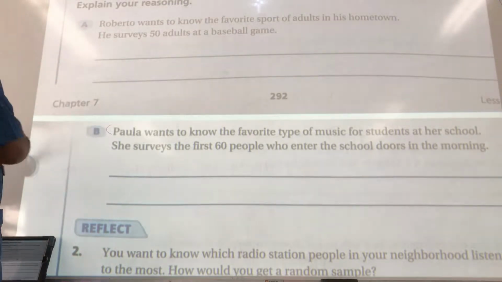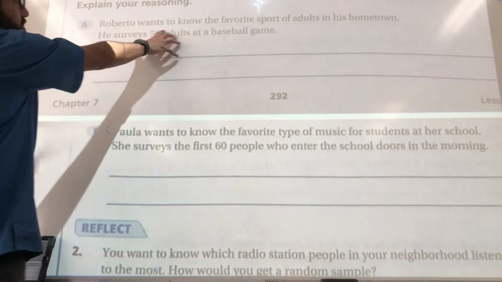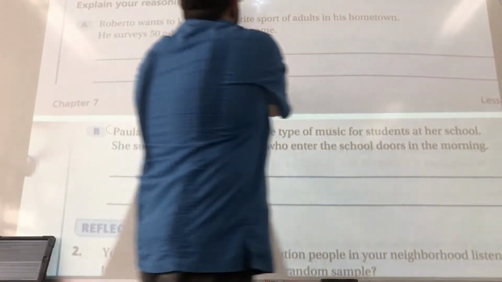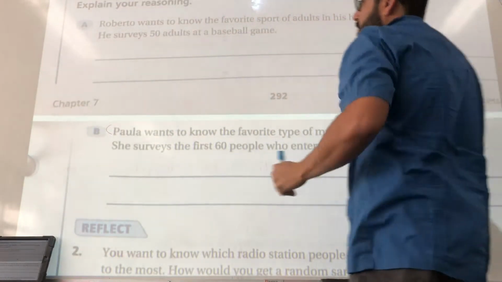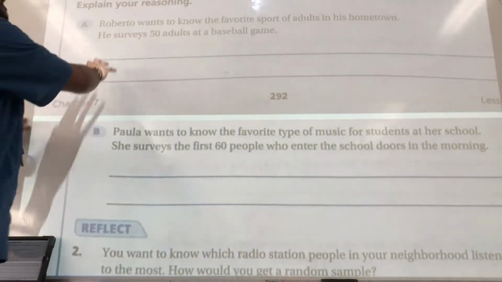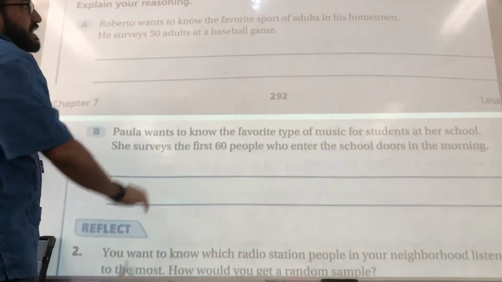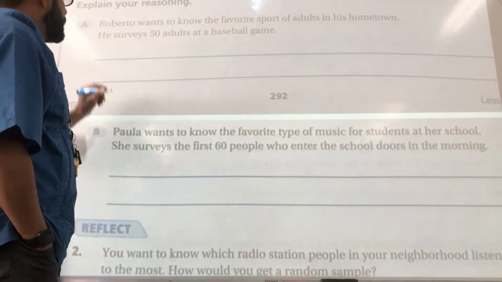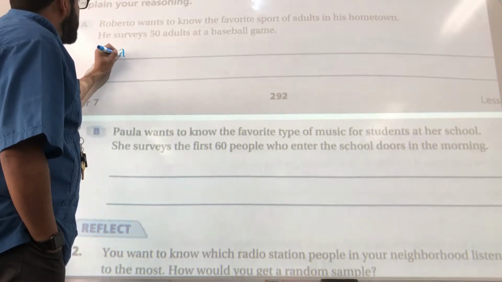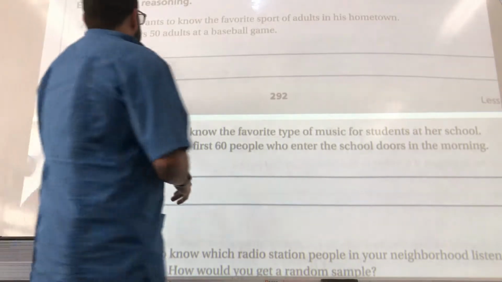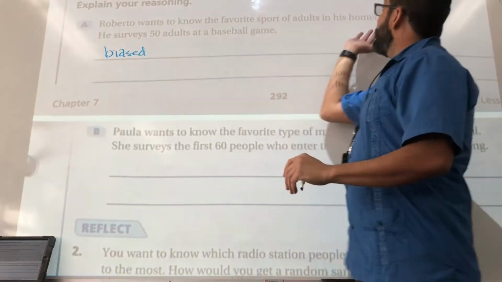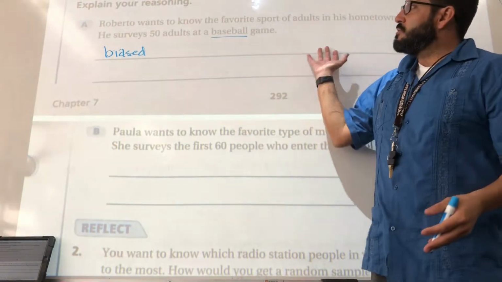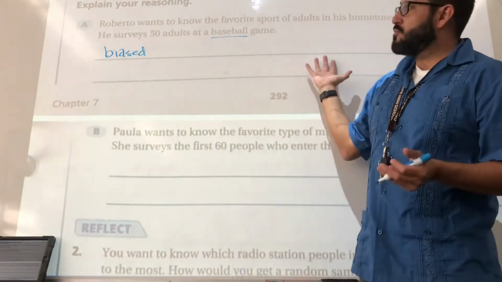Determine whether each sample is a random sample or a biased sample. So explain your reasoning. Roberto wants to know the favorite sport of adults in his hometown. All right, so we want to know, is this random sample or biased sample? Those are our two options here. Okay, he surveys 50 adults at a baseball game. Do you think this is a random sample or a biased sample? I'll let you think about it for a sec. Okay, and then the answer would be biased. Right? Why biased? Well, it's biased because he's choosing people that have already a like for baseball. Okay? If you went to a basketball game, his results would probably be different. If you went to a bowling alley, his results would be different.